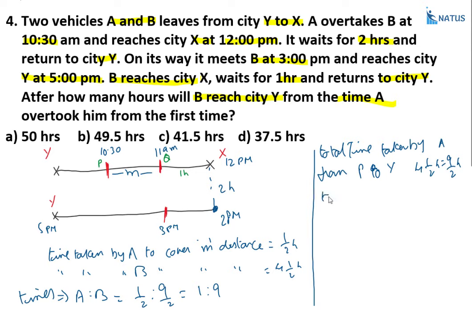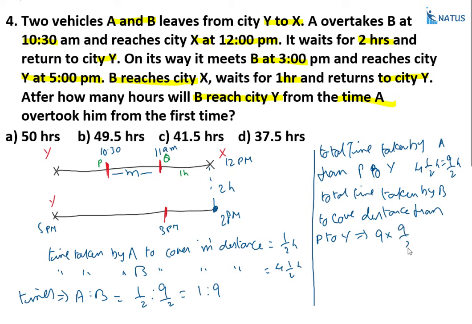So total time taken by B to cover distance from P to Y, that is equal to 9 into 9 by 2. Why? Because the ratio is equal to 1 is to 9. So this is equal to 81 by 2, that is equal to 40.5 hours.